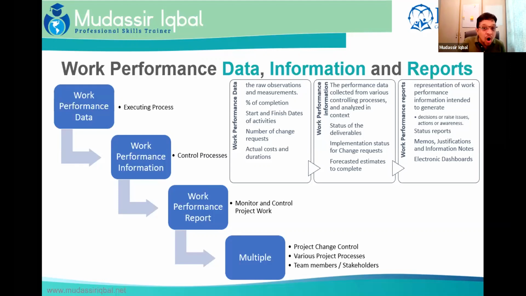So all executing processes, which are 10 if I am not wrong, always have one output, which is work performance data. All executing processes have the output work performance data because execution is happening based on the individual tasks, and all controlling processes always have work performance data as input and work performance information as output. Now you have created information: I am 10% behind schedule.